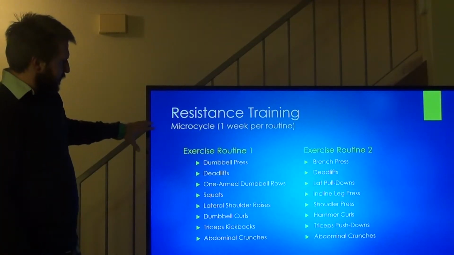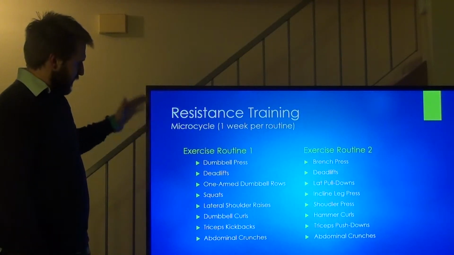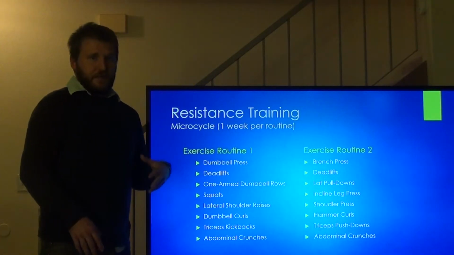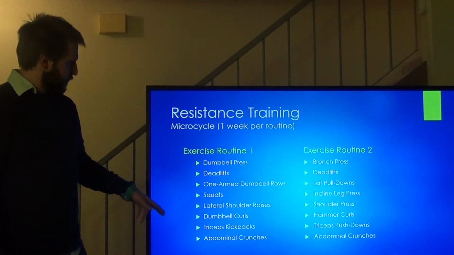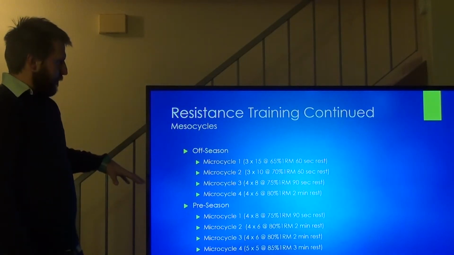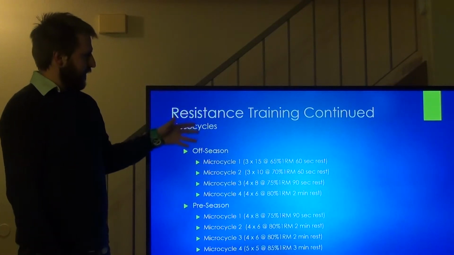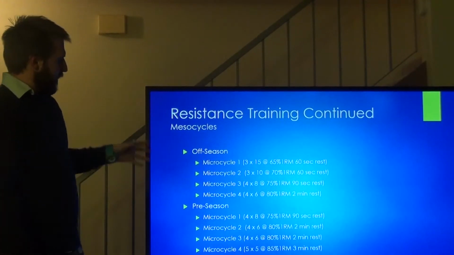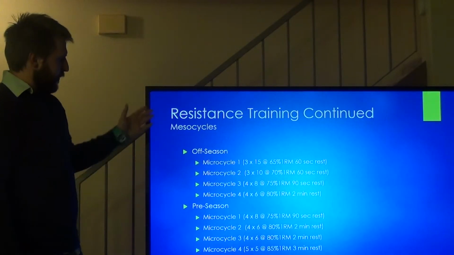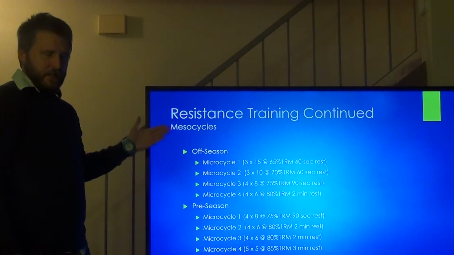Resistance training is broken up into 2 exercise routines. You'll spend 1 week in each routine to focus on core multi-joint lifts such as dumbbell press, bench press, squats, lat pull downs and 1-arm row, and then there will also be some assisted lifts, dumbbell curls and tricep kicks for the single joint exercises, and abdominal crunches. For the off season, there'll be 4 different microcycles. The first 2 microcycles focus more on hypertrophy and endurance, doing 3 sets of 15 at 65% 1 rep max, and then microcycles 3 and 4 of the off season will focus more on basic strength and power, doing 4 sets of 8 at 75% of the 1 rep max and 4 sets of 6 at 80% of the 1 rep max, each microcycle being 2 weeks long.